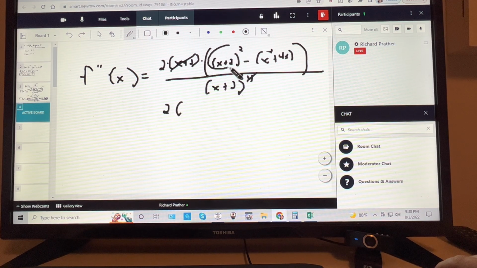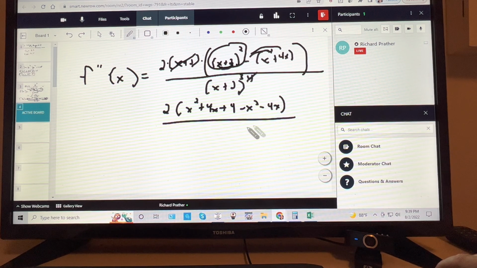This binomial squared is x squared. Remember, you multiply this and double it, 4x. And then square the 2 and get 4. And then this would be a negative x squared and a negative 4x. Well, this actually is helping a lot, because now this can cancel that and this can cancel this, which doesn't always happen. So we get a really nice numerator.